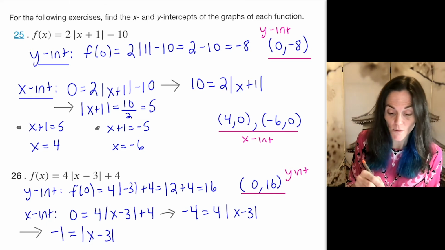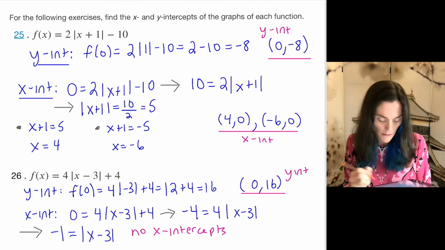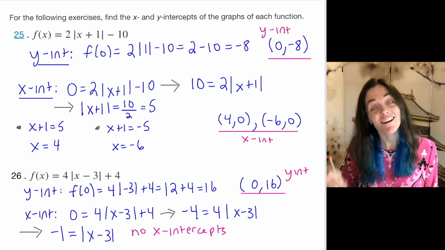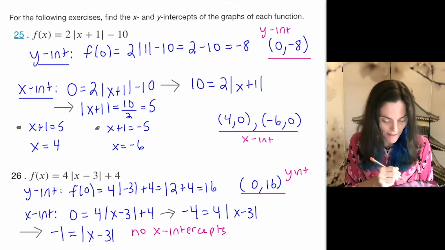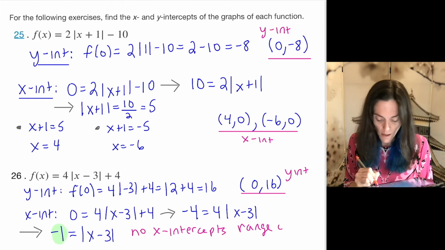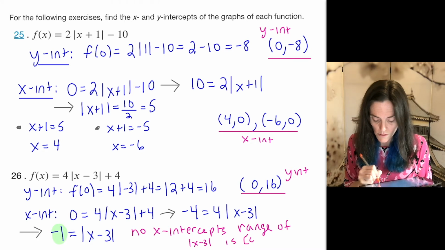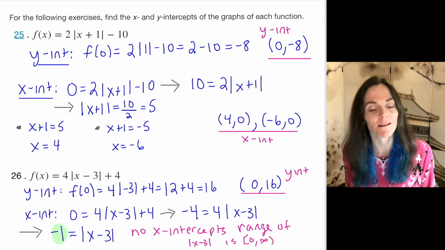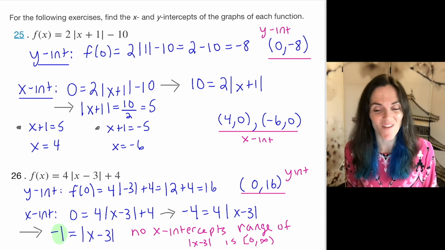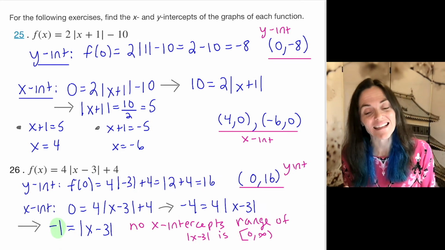Here's where we realize we have no x-intercepts because the absolute value is never negative. This is our problem here, this part. The absolute value, I will just write the range of this function, and I'll write it with the x minus 3, would be closed 0 to infinity. And in particular, the absolute value is never negative. I like this example because it makes us think about the range of the function.